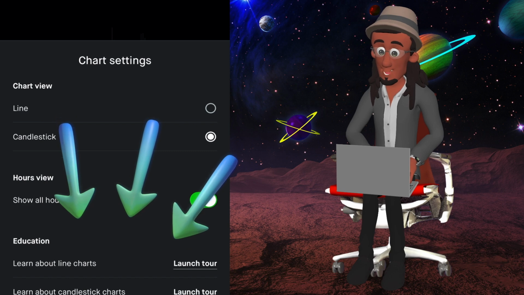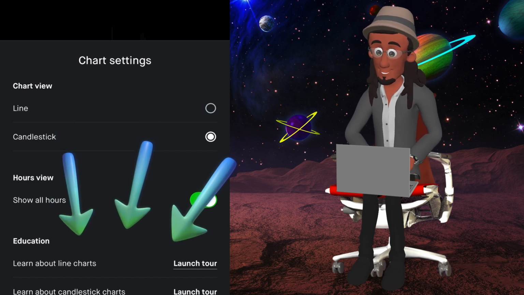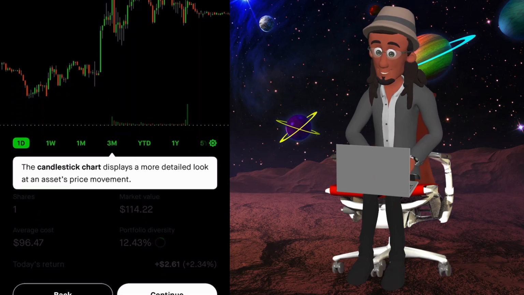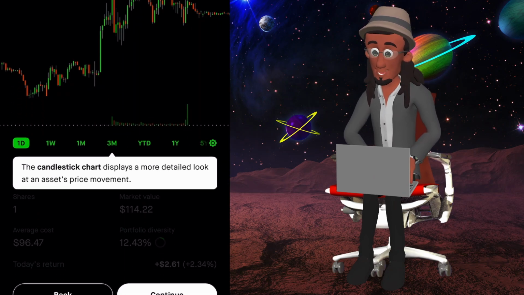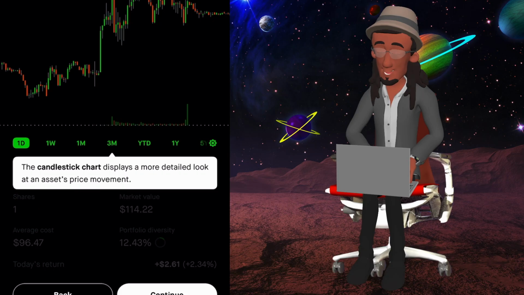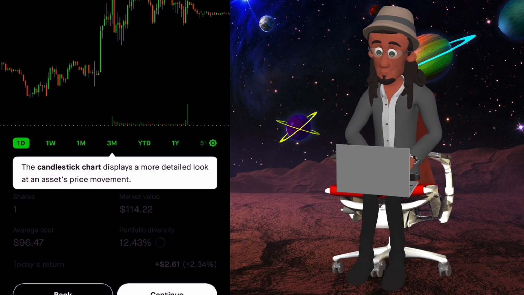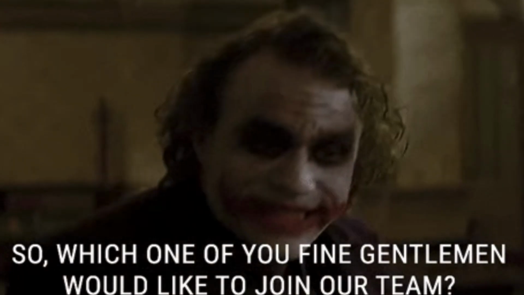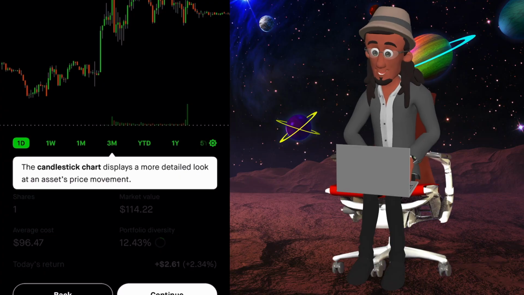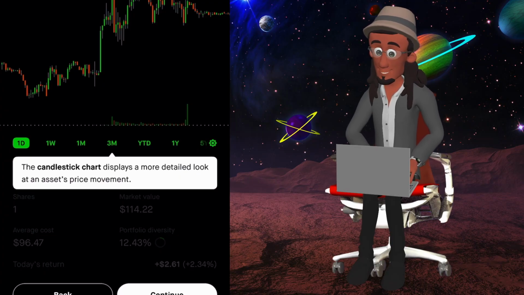All right, so let's learn about candlestick charts. We're going to launch this tour here. Nice user-friendly interface, real smooth and light. Shout out to Robinhood. Robinhood is getting starters started worldwide. They also have Robinhood Legend now. I haven't used that. I've been committed.